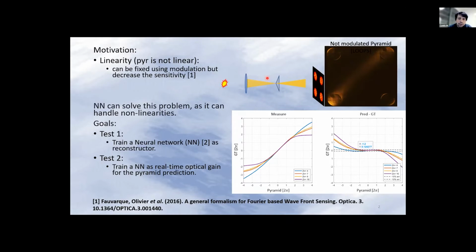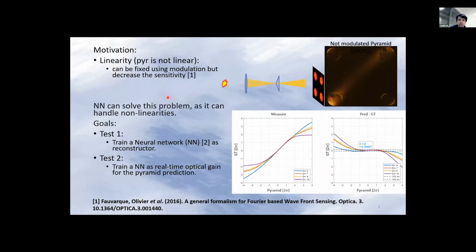But in this case, we have better linearity, but we decrease the sensibility in the system. So if we are using a very big modulation, we lose a lot of sensibility, but we will have more linearity in the pyramidal system. So how can we solve this problem of the linearity and the sensibility in the system?